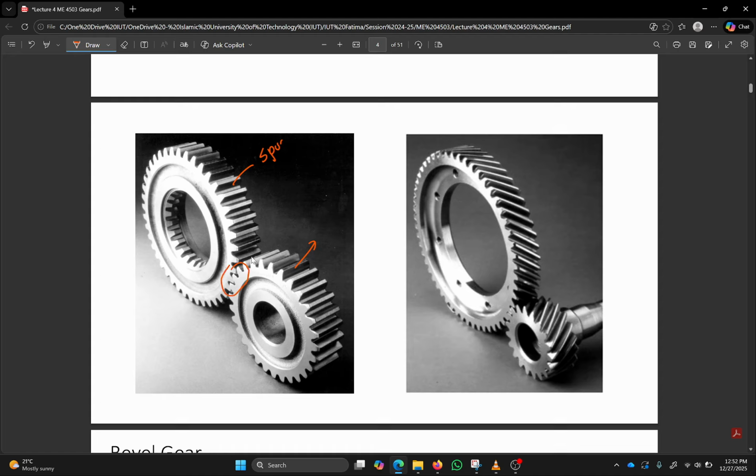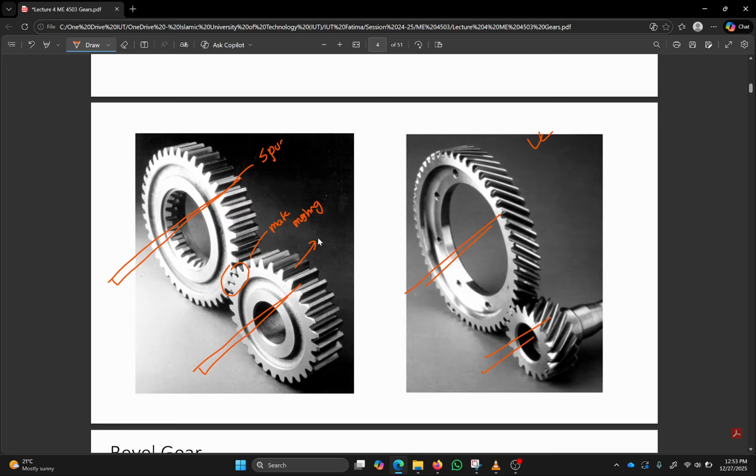This is mating, or meshing, whatever you call it, mating gears or meshing of gears. As you can observe, the rotating shafts, the power transmitting shafts of the two mating gears are parallel. Now this is an example of a helical gear. Same as spur gears, the shafts of the helical gears are parallel to one another.